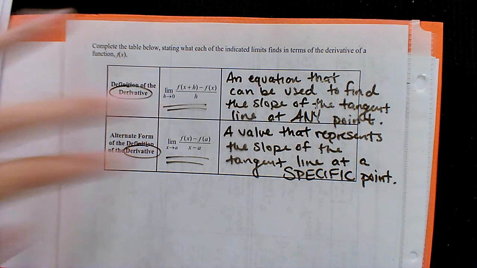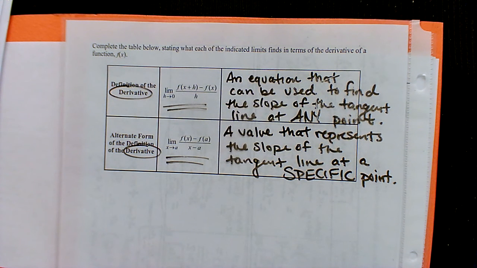Okay, we're going to explore the differences between these two limits a little bit more, okay? But for right now, we just have to understand what they each represent, okay?